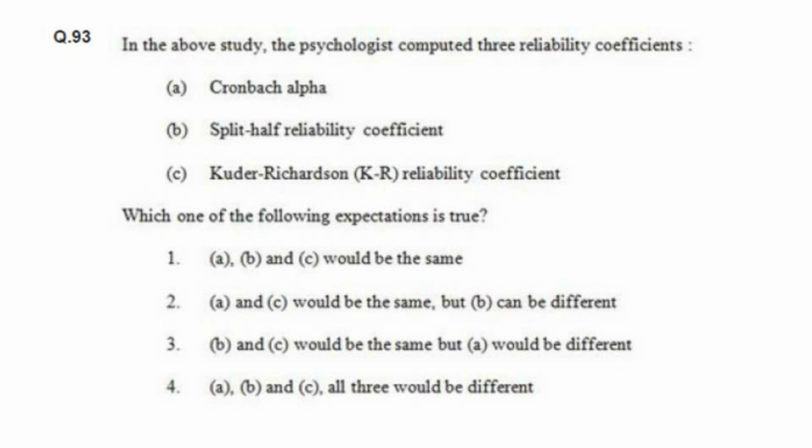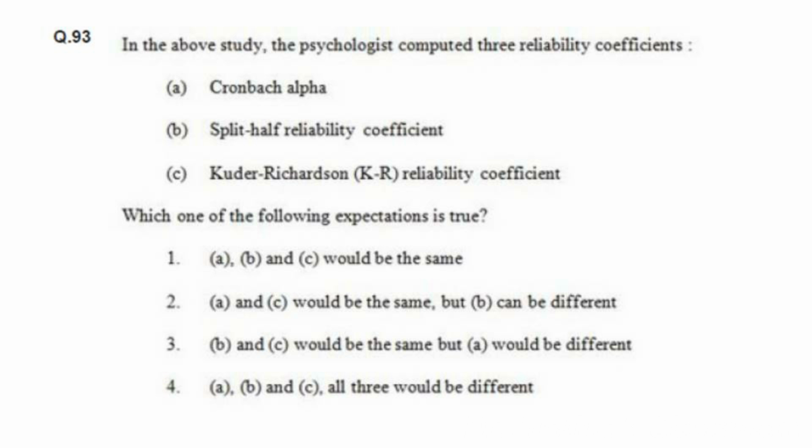In the above study, the psychologist computed 3 reliability coefficients: Cronbach alpha, split-half reliability, and Kuder-Richardson reliability. Okay, fine. Now remember that Cronbach alpha and Kuder-Richardson reliability are the same procedure. So options A, B, C would be the same, not necessary. A and C can be the same, but split-half could definitely be different. So A and C would be the same and B can be different.